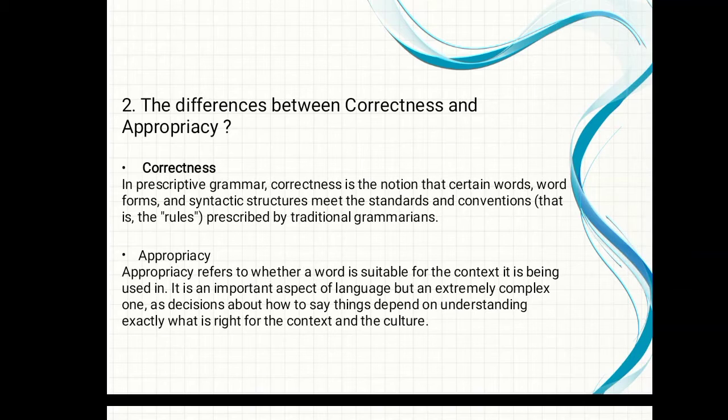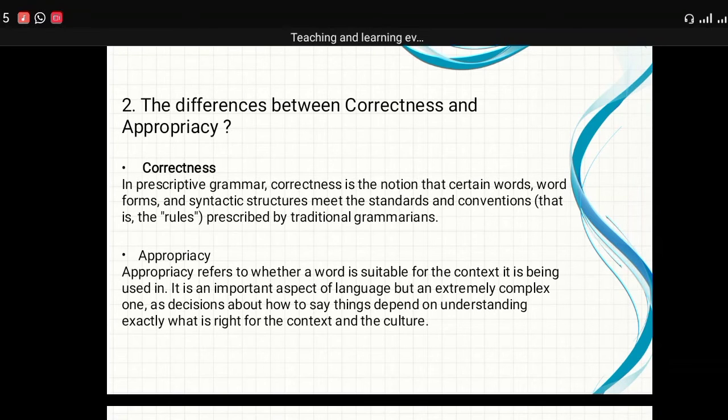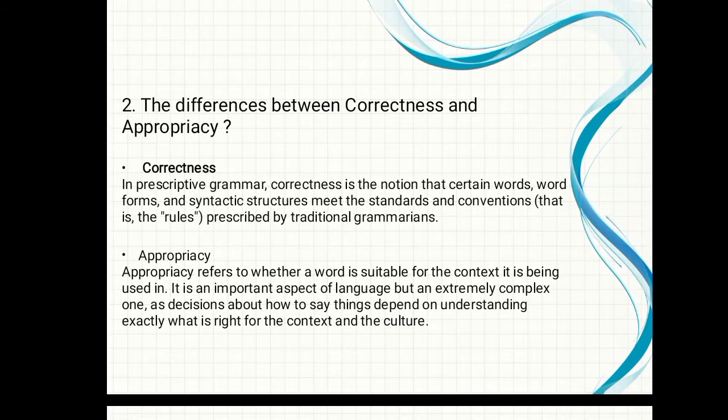I will answer the question number 2. The differences between correctness and appropriacy. Correctness in perspective grammar. Correctness is the notion that certain words, word forms, and syntactic structures meet the standards and convention, that is, rules prescribed by traditional grammarians.